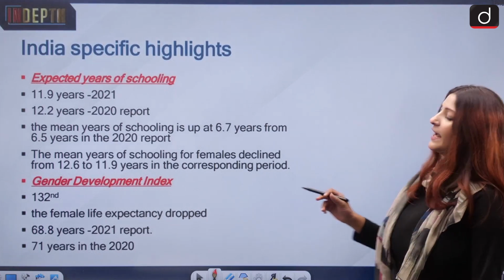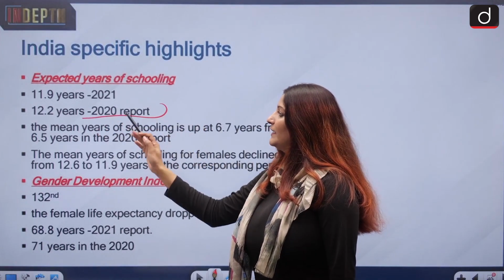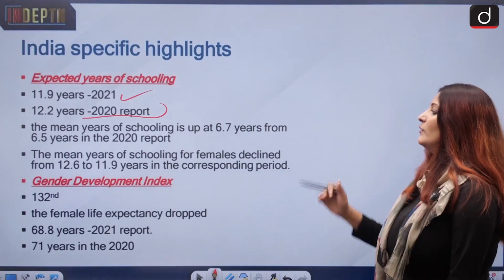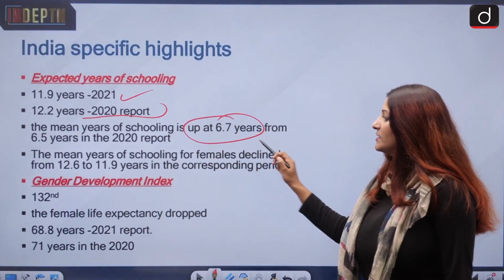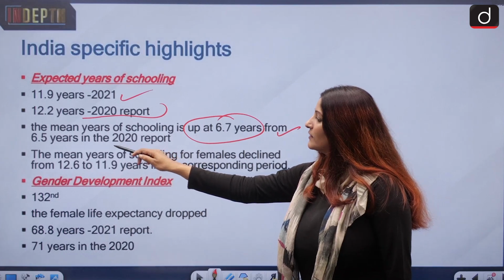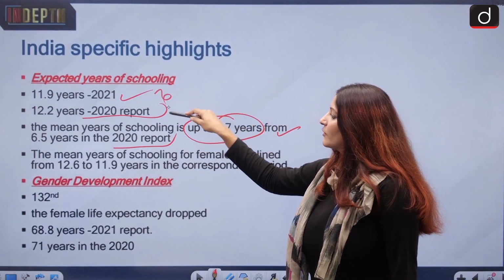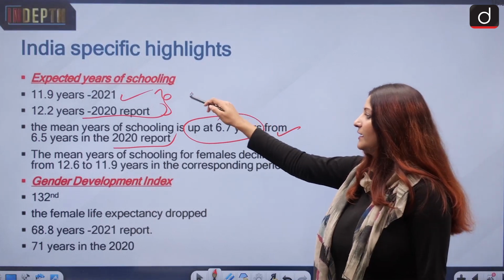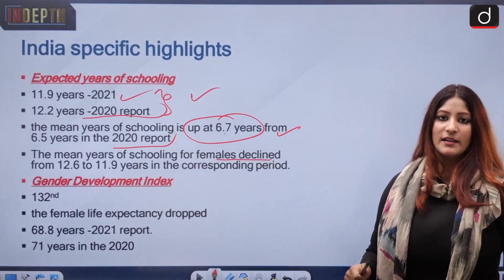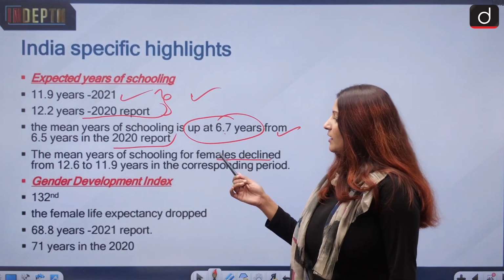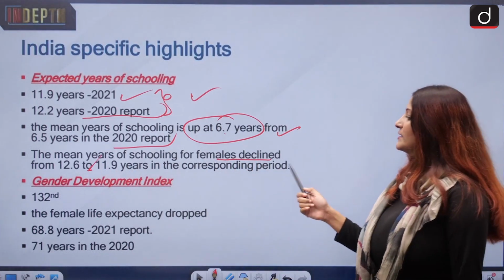Moving ahead. Now, the expected years of schooling, let us compare them. For 2020, it was 12.2 years. For 2021, it is 11.9 years. Again, it has fallen. This could be because of the pandemic as well. The mean years of schooling is up at 6.7 years from 6.5 years in 2020. So this is the mean years of schooling, and this is expected years of schooling. Do not get confused. What is expected and what is the average, that is different. The mean years of schooling for females has declined. It has come down. So gender inequality has commenced to show its face, from 12.6 to 11.9. Earlier it was 12.6. Now it is 11.9.